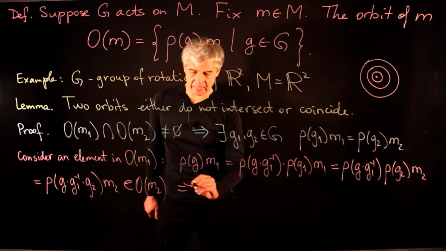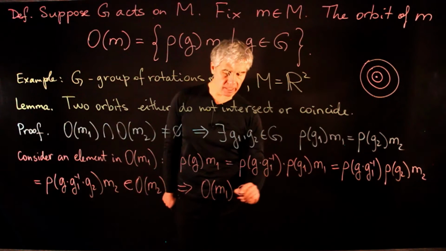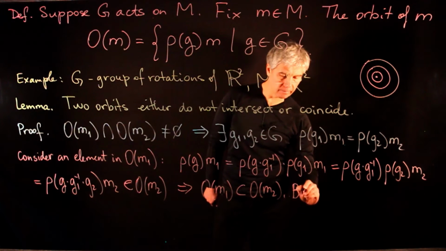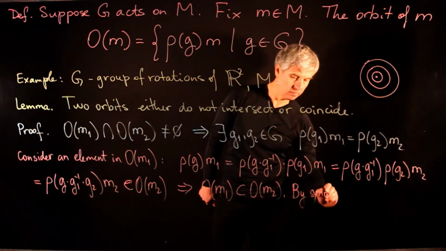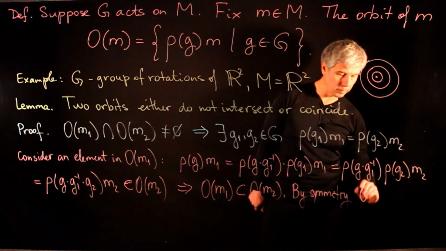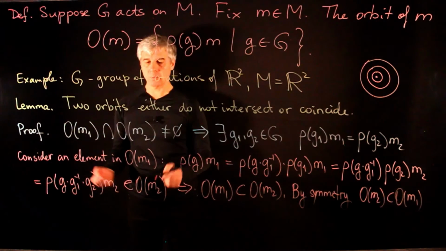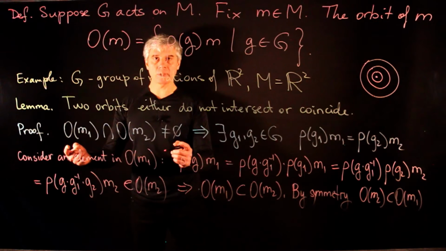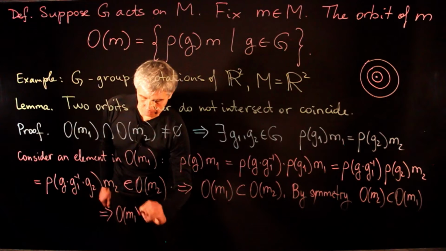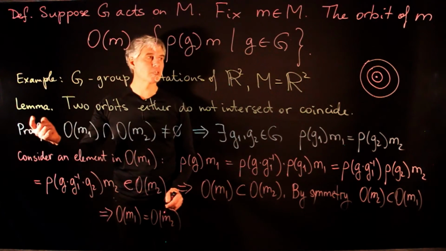So this tells us that every element in the orbit of m1 actually sits in the orbit of m2. And by symmetry, we have the converse claim that the orbit of m2 sits inside the orbit of m1. And we conclude that if two orbits have a non-empty intersection, then these two orbits are actually equal. And this completes the proof of this lemma.